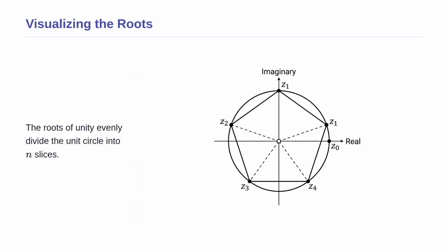Before we calculate specific numbers, let us look at what this master formula actually produces visually. Here, we see the fifth roots of unity plotted on the complex plane. Notice how the roots perfectly divide the circle into 5 equal slices. The first root, z0, sits exactly on the real axis at the number 1. As k increases, we step counterclockwise around the circle. If you connect the dots, they form a perfectly symmetrical regular pentagon. This visual symmetry is the most beautiful and useful property of the roots of unity.